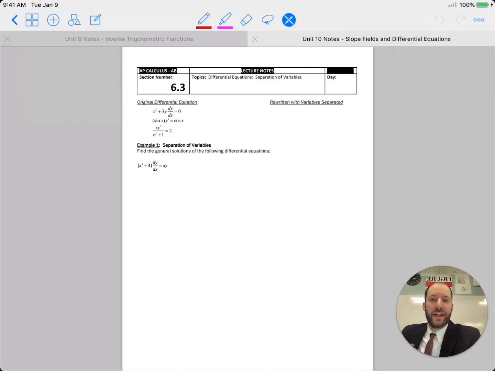So looking today at differential equations, separation of variables, this corresponds to section 6.3 in the textbook. So we've seen a few of these already. Now this section we're going to work through the whole process for separation of variables. So how to get a general or specific solution, going through a pretty defined list of operations or steps to do.